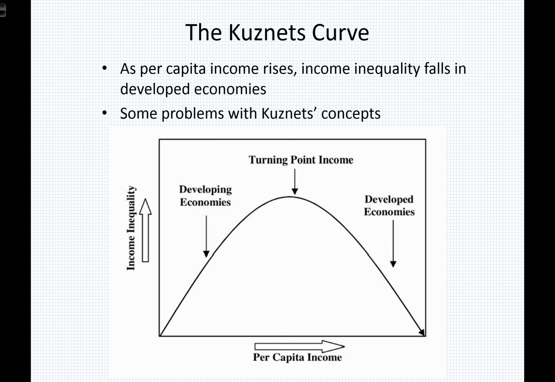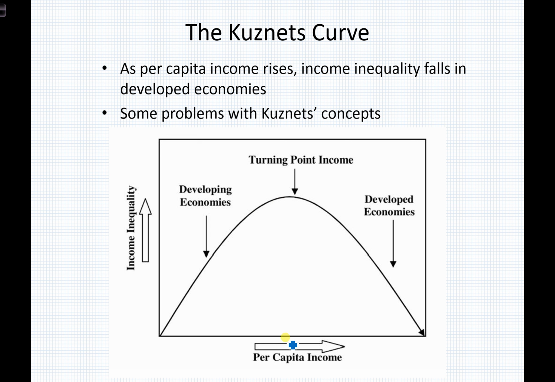So let's look first at the Kuznets curve. You might have seen the Kuznets curve with respect to environmental economics if you've taken any of those classes. The Kuznets curve with respect to income inequality would suggest that we're looking here at income inequality from low levels to high levels on the y-axis, and per capita income as we go from low levels to high levels on the x-axis. It would suggest that as income per capita increases, for developing economies, income inequality increases as well.